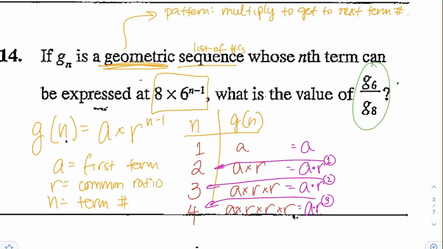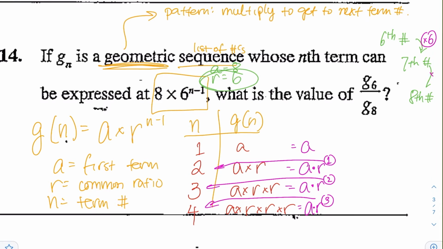So when you have g to the 6th divided by g to the 8th, the 6th term to the 8th term, if you look at this expression, the 6 is actually the common ratio. The first term is 8. So if the pattern is multiplied by 6, well, if you have the 6th number, then you get to the 7th number, and then you get to the 8th number, you actually have to multiply by 6 2 times.